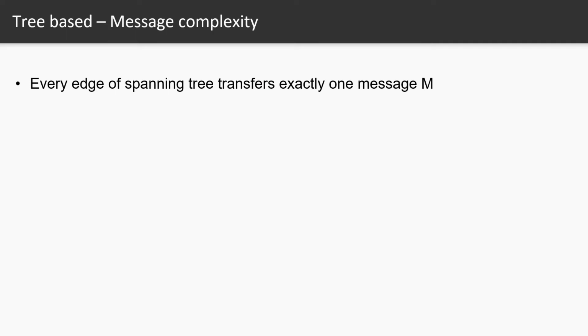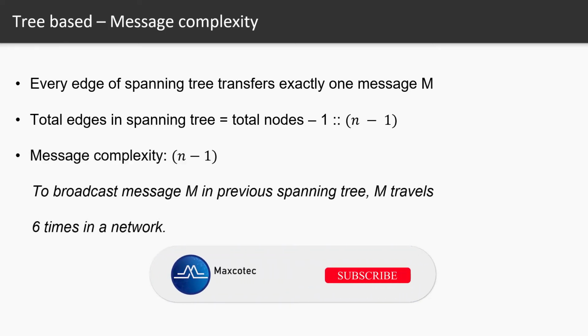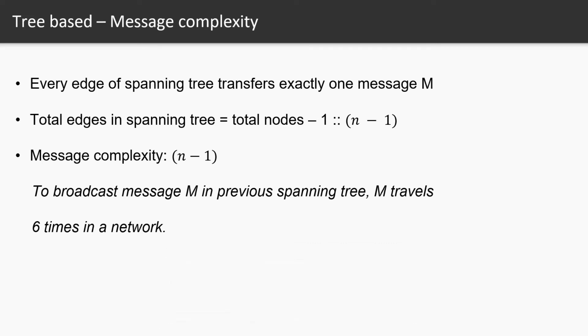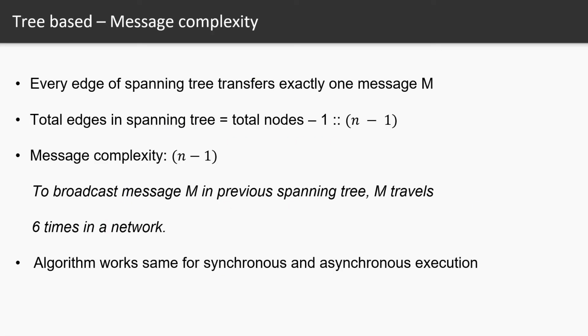So looking at the message complexity, every edge of a spanning tree transfers exactly one message. The total edges in a spanning tree are total nodes minus 1. So the message complexity is n minus 1. Looking at our last example, to broadcast this message M, it has to travel 6 times in the network. The message first came into these two edges and then to these 4 edges, so that totals 6. And this algorithm works the same for synchronous and asynchronous execution.